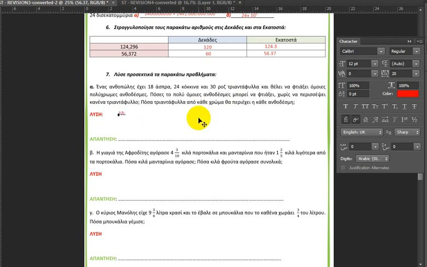18 divided by 6 is equal to 3. 24 divided by 6 is equal to 4. And this is something that we just know from our times tables. And 30 divided by 6 is equal to 5. So that means that he is going to make 6 bouquets.